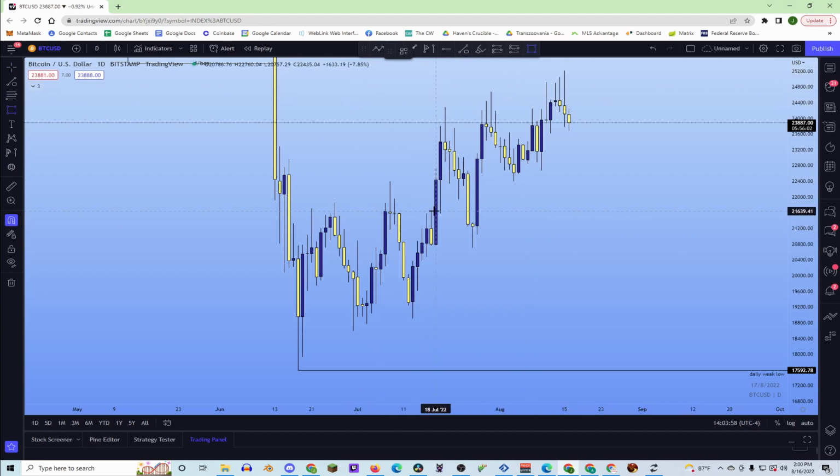So we'll mark this one off. And once again, this wick here cleared that wick here. So there's no fair value gap here. I don't like this. I would not take this trade.